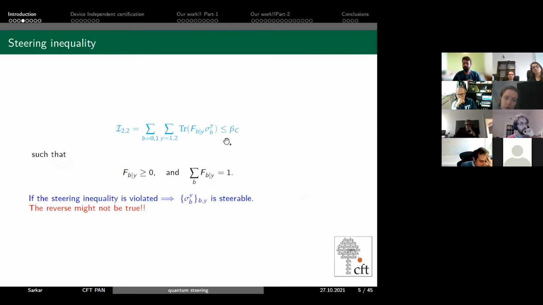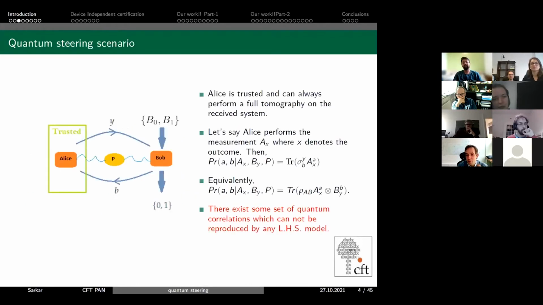So Shubhayan, maybe I missed it, but did you give a definition of steering, or of what it means that entanglement is steered, and so on? Yeah. So no, I didn't say it. So I will say that.